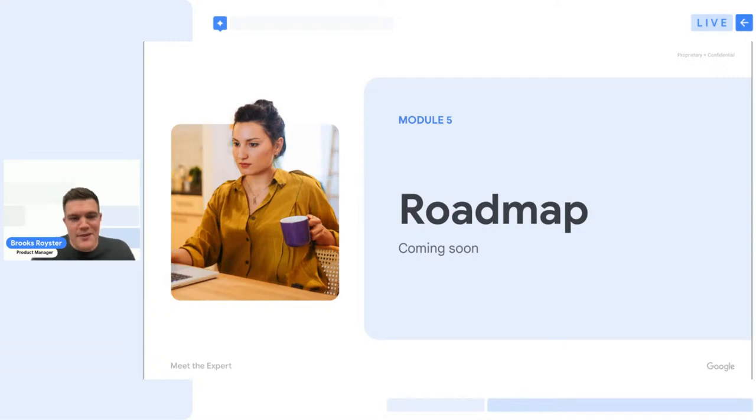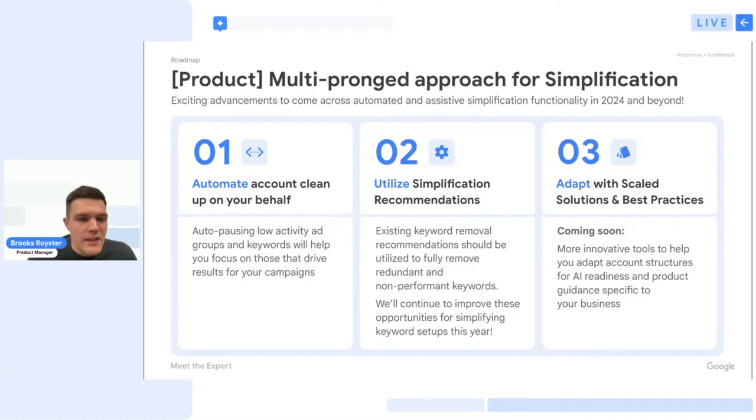So moving on to the roadmap, we know everyone's excited about the next steps for simplification, what that means for account structures. So I'd like to pull back the curtain a little bit to speak about the next things coming soon. We really have a multi-pronged approach for simplification this year. And these really come down to advancements we're making on your behalf around automated ways to simplify, but also user-assisted or advertiser-assisted improvements as well.